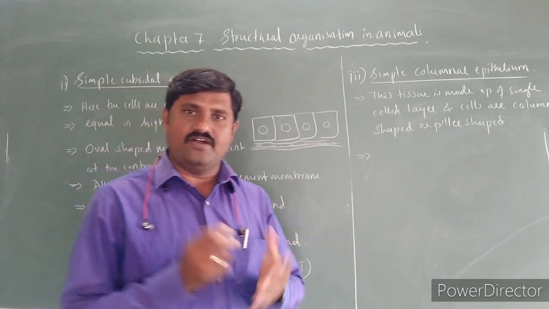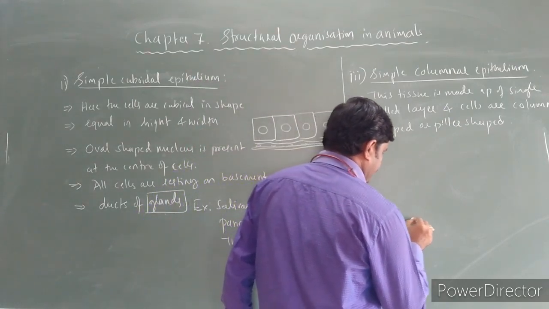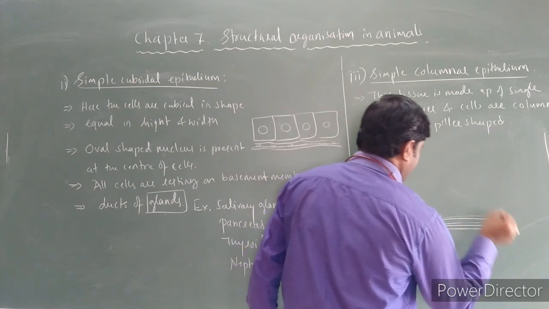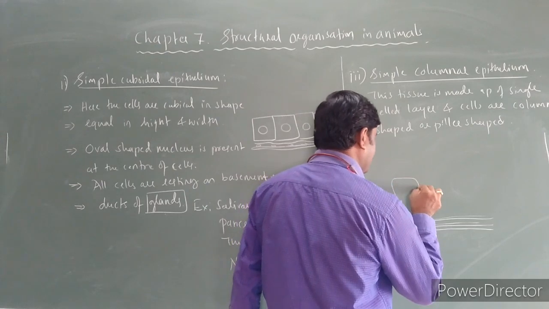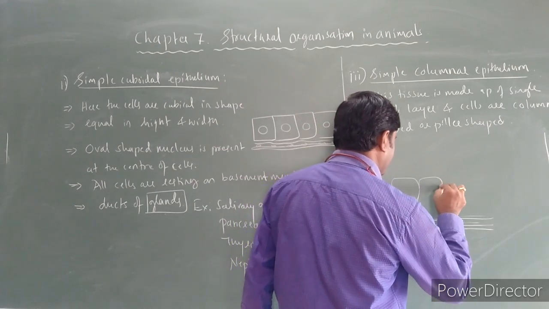Right? So such kind of pillar shaped cells, how they are, let us see here. So usually this tissue is lying on the basement membrane, and the cells you can observe here, this kind of cells that we come across.